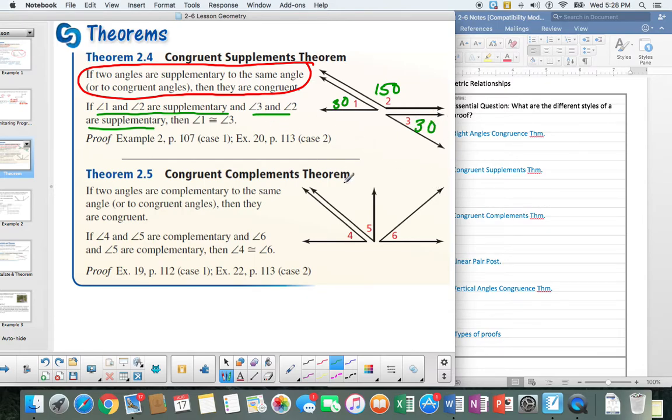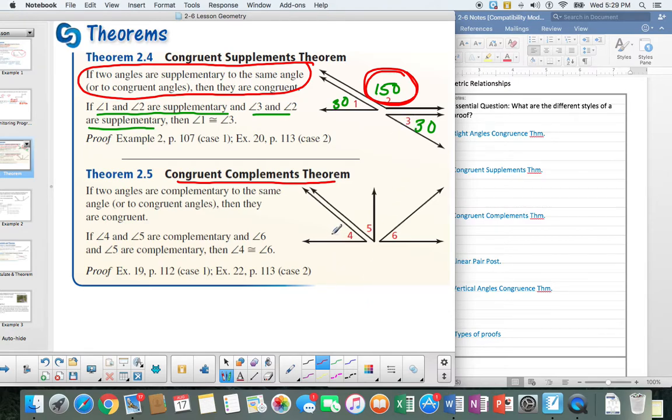So what the theorem is saying is if these two add up to 180, these two add up to 180, and they are supplementary to the same angle, this is the same angle, then these two have to be congruent to each other. We also have a congruent complements theorem that goes about the same.